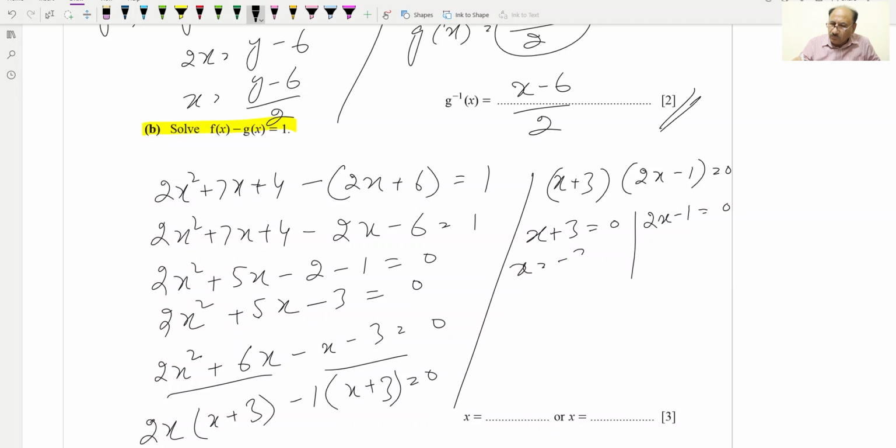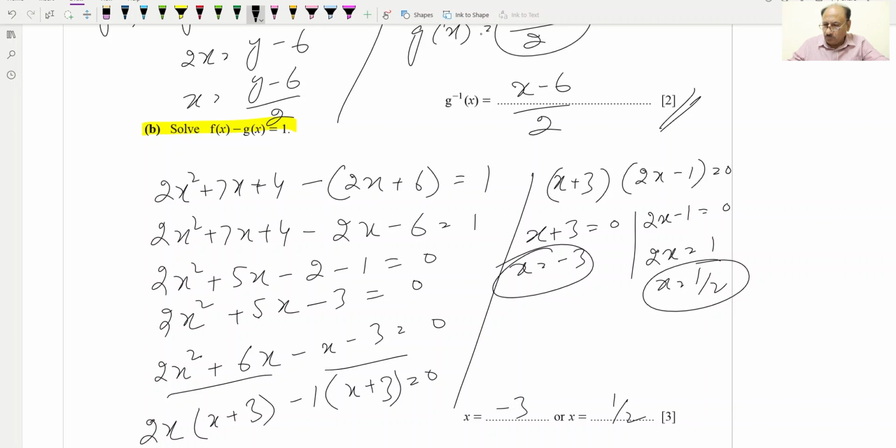So x is equal to minus 3, and the second value will be 2x is equal to 1, so x is equal to 1 by 2. These will be the two values, so 1 by 2 or 0.5, and this is a 2-mark question which we are done with.